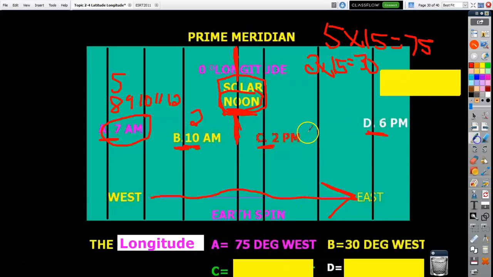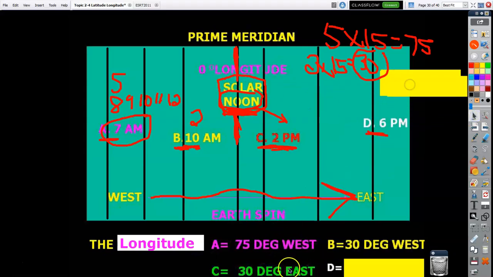Now I look at C, 2 p.m. That's still 2 hours, right? So it's still going to be 30, but this time, what is 2 p.m. compared to noon? Oh, that's later in the day. Again, later means east, right? East. So I'm moving to the east. C would be 30 degrees east.